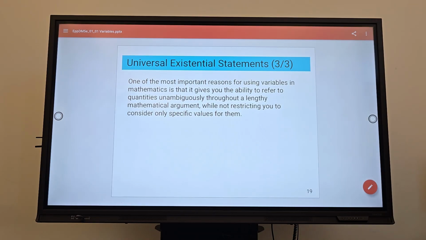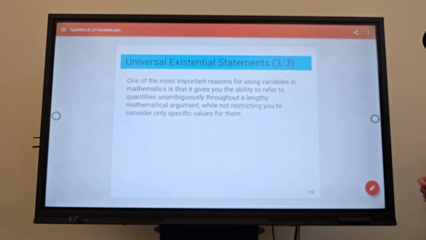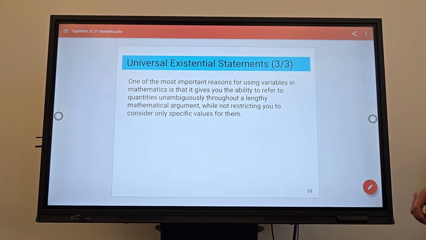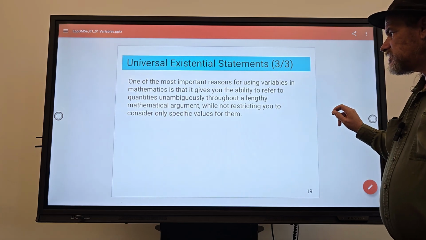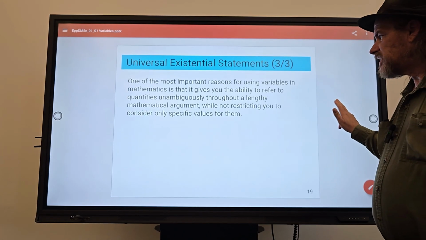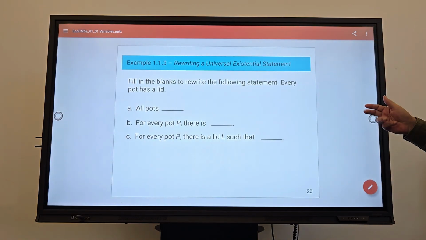One of the most important reasons for using variables in mathematics is that it gives you the ability to refer to quantities unambiguously throughout a lengthy mathematical argument, while not restricting you to consider only specific values for them. So you can use the variable consistently throughout a mathematical argument and substitute back in the value of the variable at the end, as we'll see later on in some logic situations.